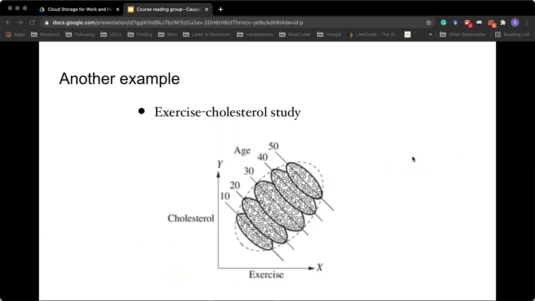Another example is something like this: the exercise, and the y is a metric of health. Let's say if we don't consider the age group, we can see the y value is larger with the increase of the exercise.